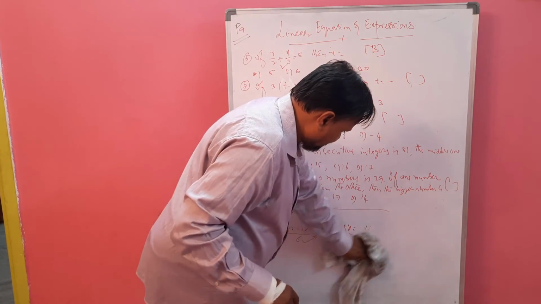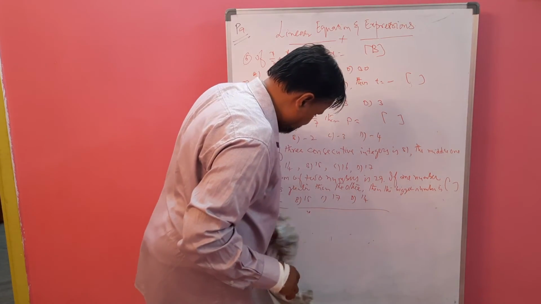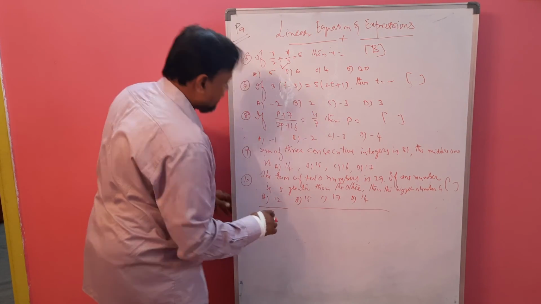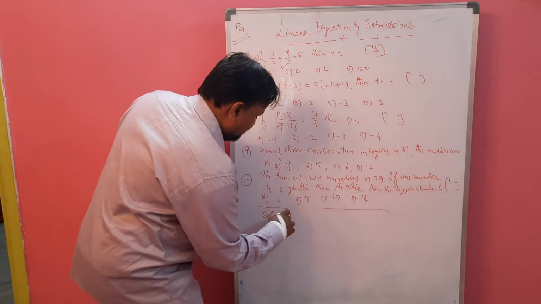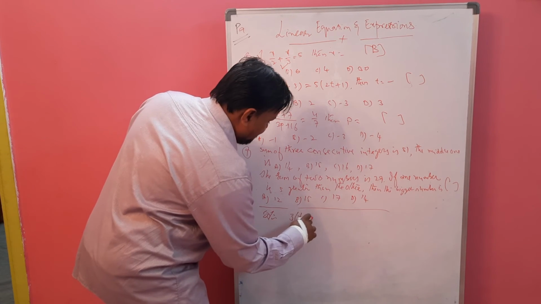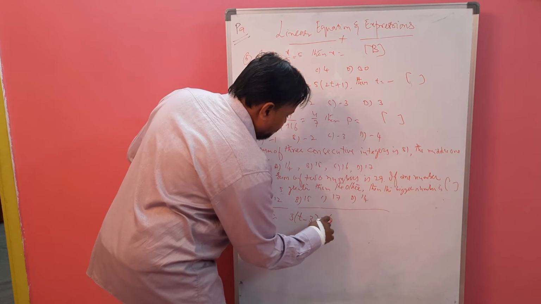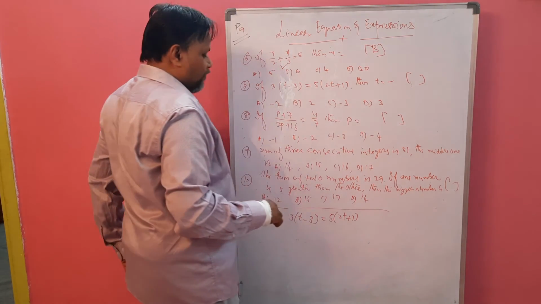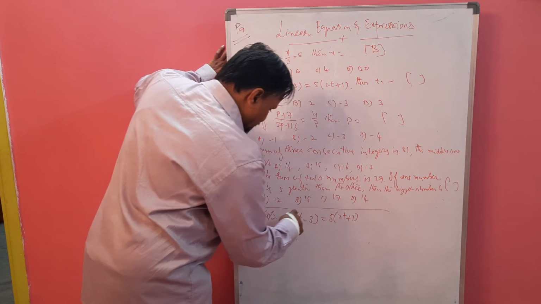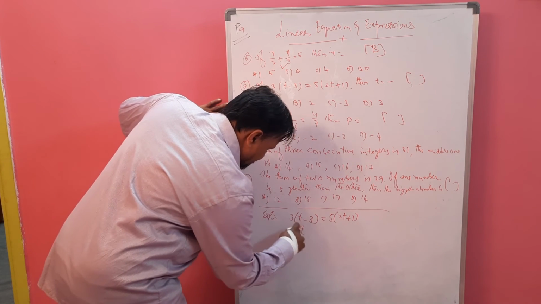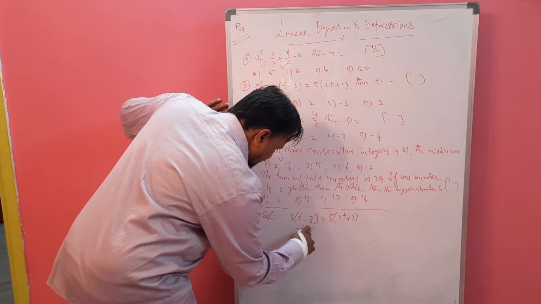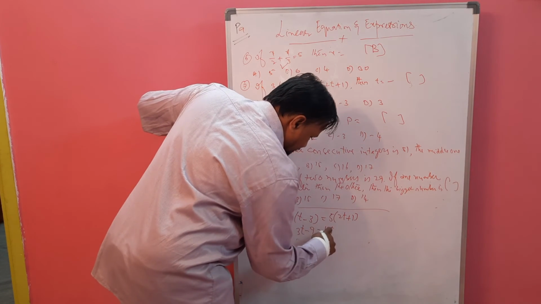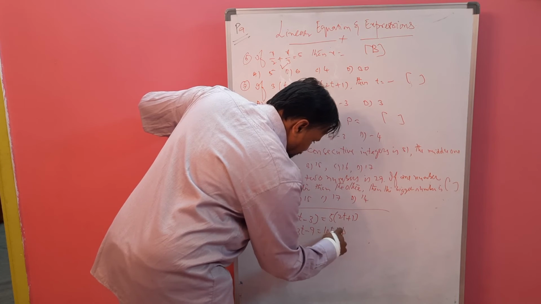See question number 7. So solution of 7. What is here? 3 into t minus 3 equal to 5 times 2t plus 1. Then you have to find the value of that. Multiply it. You will get 3t. 3 into t, 3t. 3 3s are 9. 5 into 2, 10t. 5 2s are 10t. Plus 5 1s are 5.